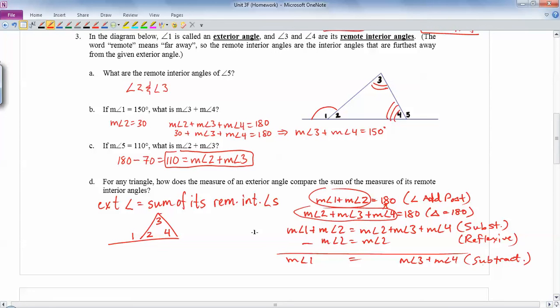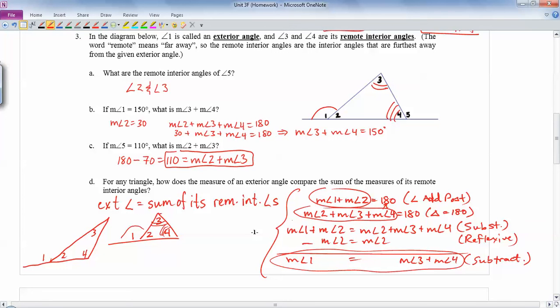And if you think about it, I just said that this random exterior angle that I drew has to equal the sum of the remote interior angles, 3 plus 4. That's what we just concluded. So it doesn't actually matter how I draw that triangle. I mean, I could draw some weird looking triangle like this. Here's 1, 2, 3, and 4. If I did this same proof with that triangle, it would be exactly the same.